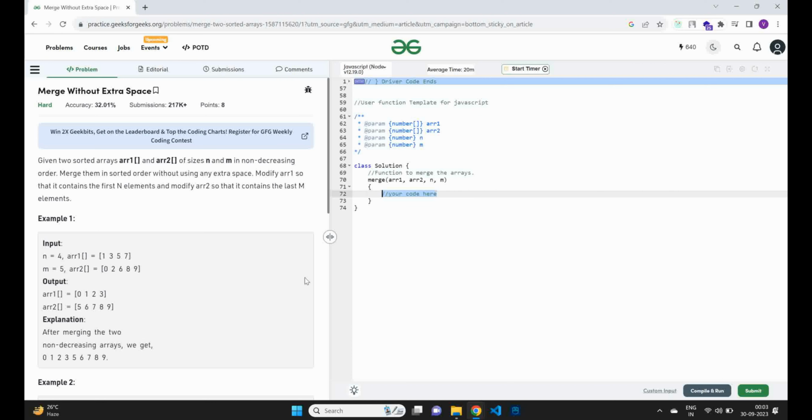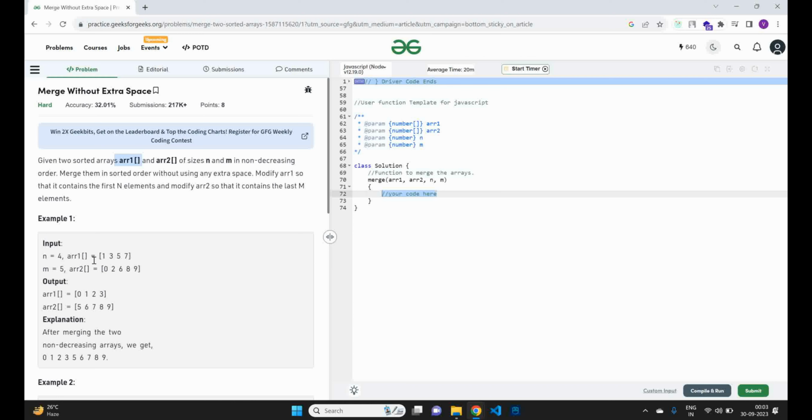So today we are going to solve the problem which is merge two sorted arrays. What we are given is two arrays which are sorted, and we have to merge them in such a way that the final array is sorted.